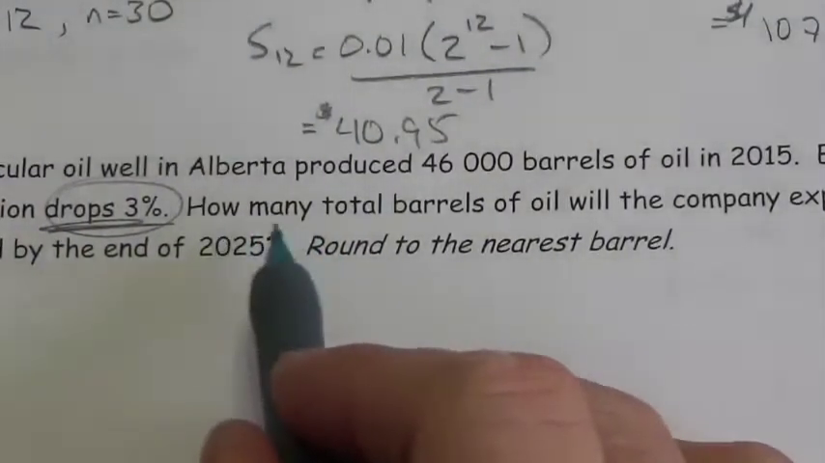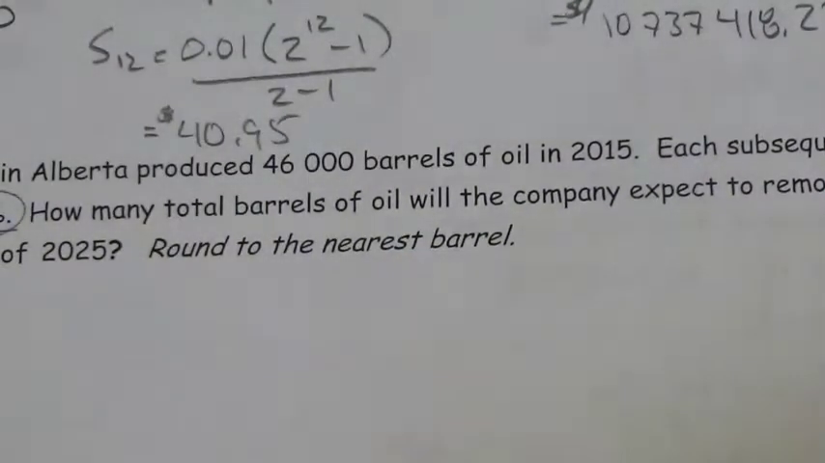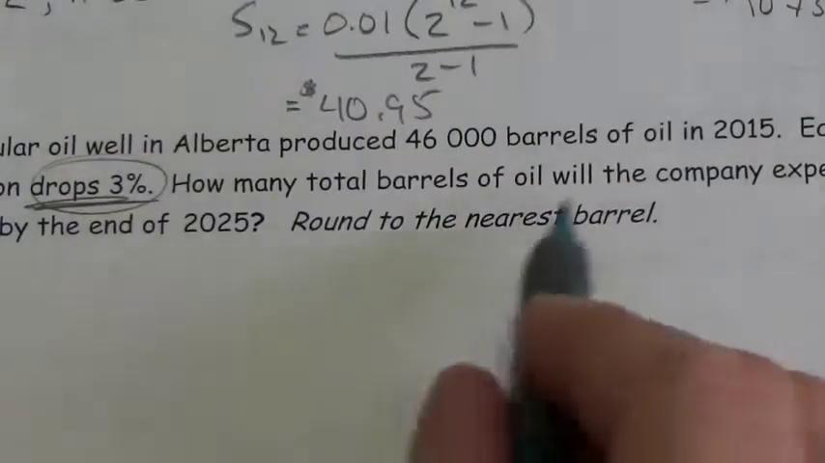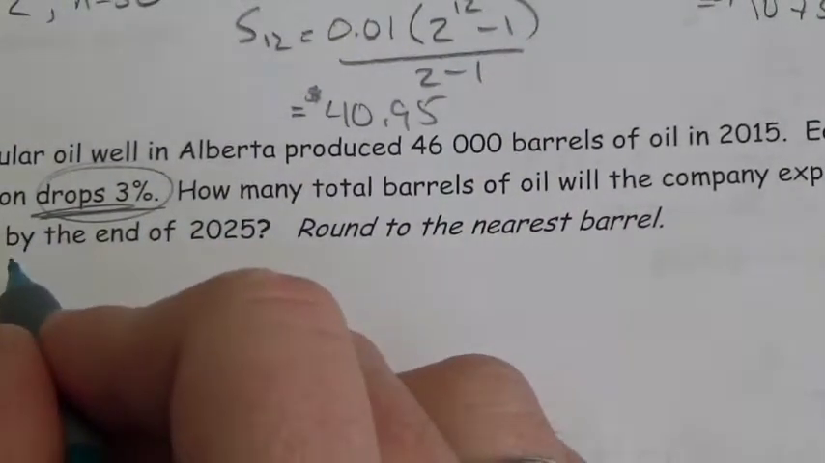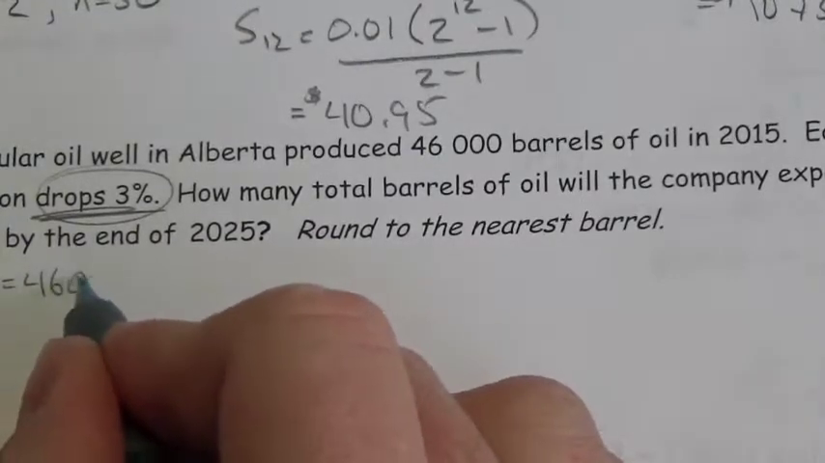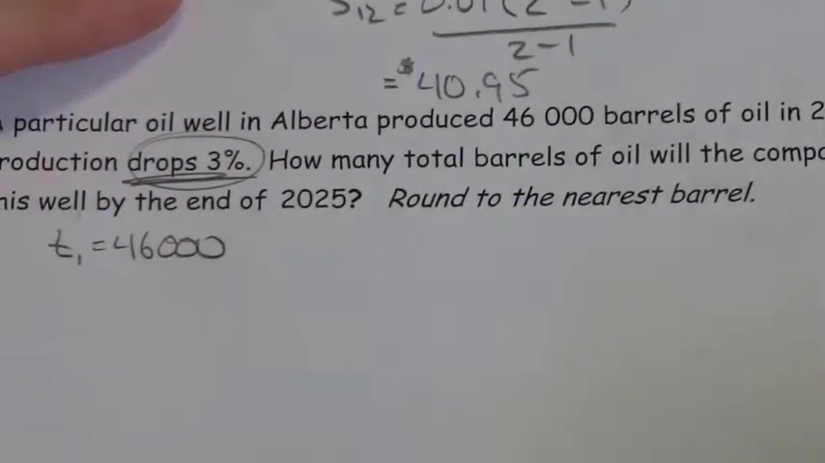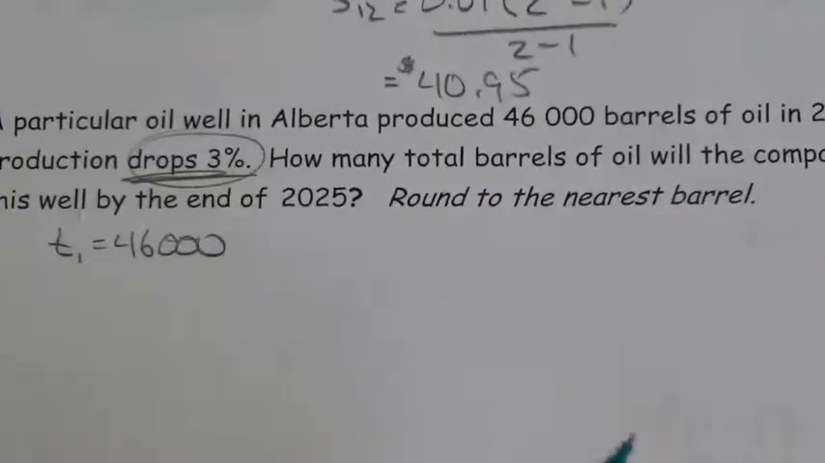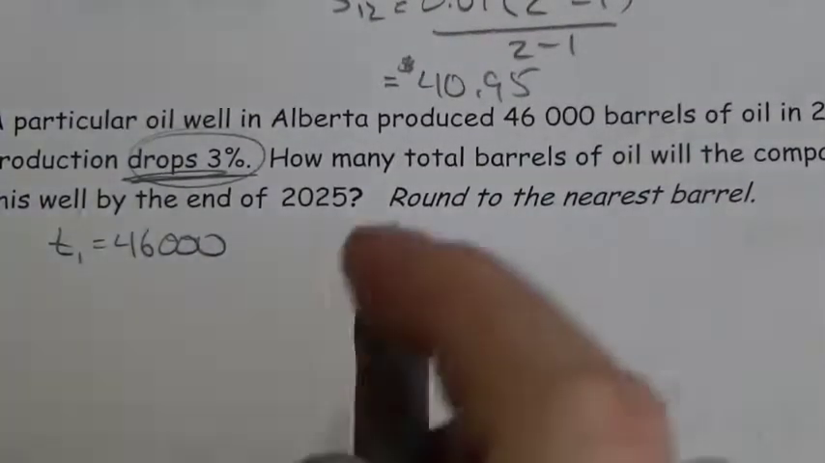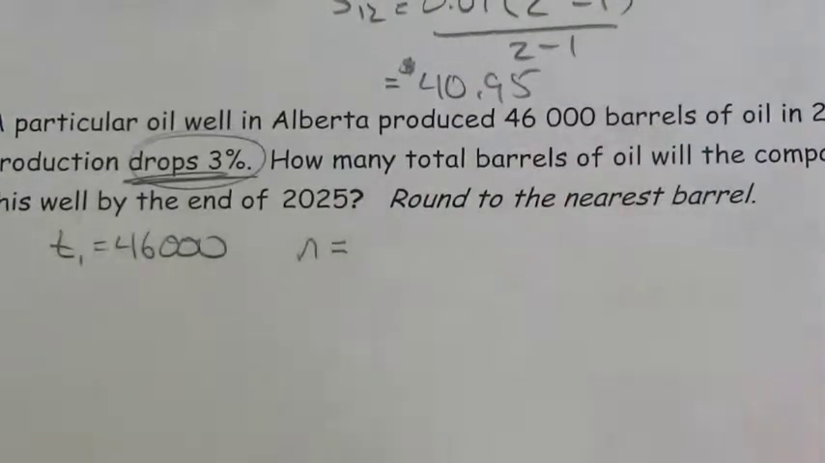So now the question is, how many total barrels of oil will the company expect to remove from this well by the end of 2025? We're going to answer to the nearest barrel. Well, T1 is going to equal 46,000. There is a bit of a trick here because 46,000 barrels came out in 2015. I'm trying to figure out how many terms, not how many years went by. That would be a mistake.